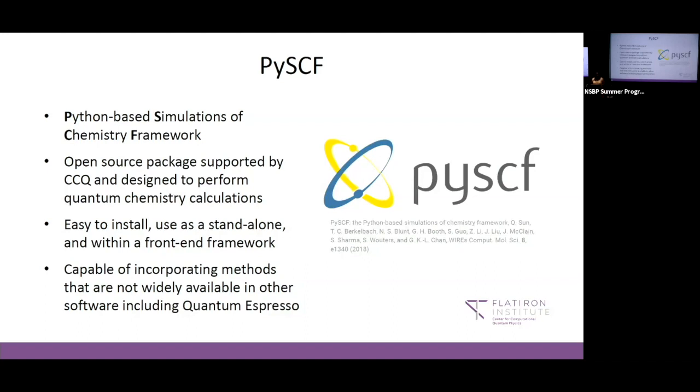It's also easy to install. It can be used as a standalone. It can also be used within a front-end framework, for example, ASE, Atomic Simulation Environment. It is also capable of incorporating methods that are not widely used or available, rather, in other software, including.